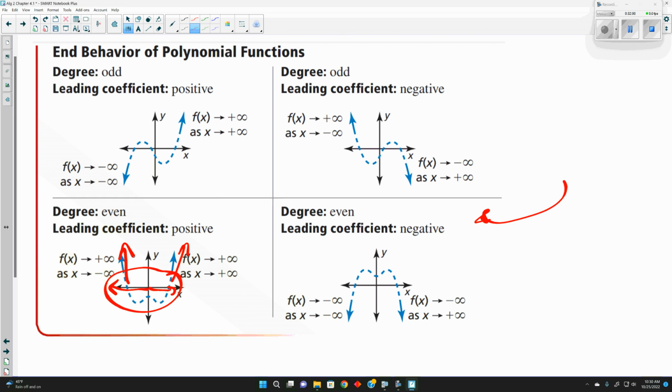Now for odd degrees, they go in opposite directions. For odd and positive, f of x approaches positive infinity as x approaches positive infinity, and f of x approaches negative infinity as x approaches negative infinity. And with the negative leading coefficient, it flips it. So f of x approaches positive infinity as x approaches negative infinity, and f of x approaches negative infinity as x approaches positive infinity.